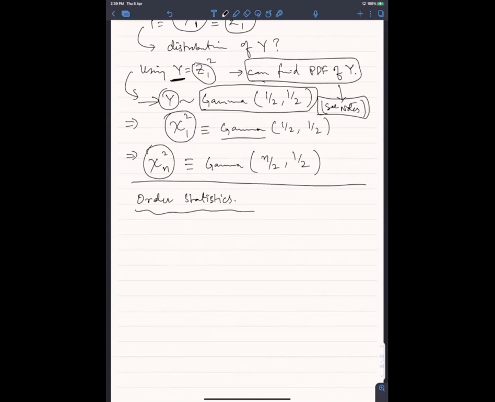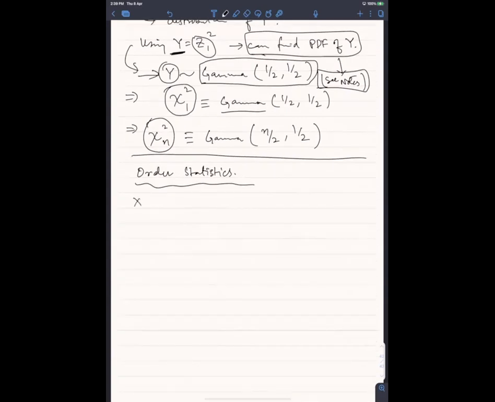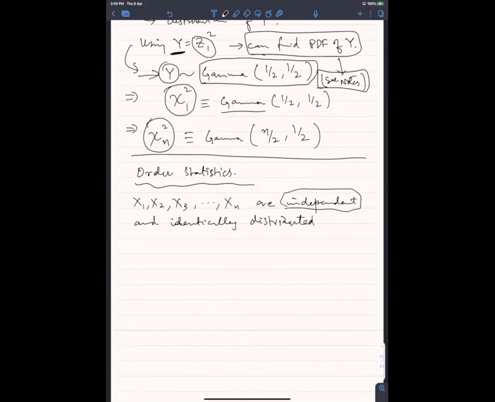So what are order statistics? Let's say you have random variables x1, x2, x3, and so on up to xn that are independent and identically distributed. This means all have the same distribution, but they are independent. They are different random variables, but the distribution of all is the same. Say all of them are exponential lambda, or all of them are uniform between a and b, but they are independent of each other.